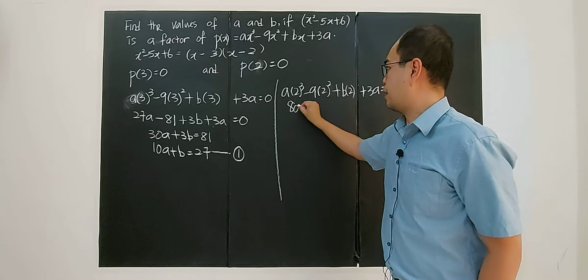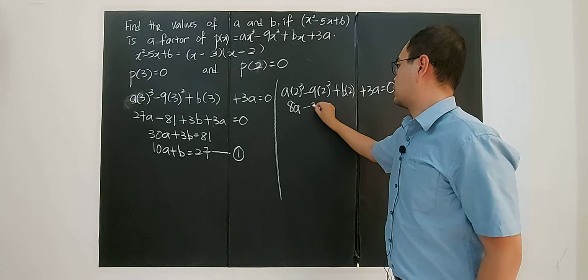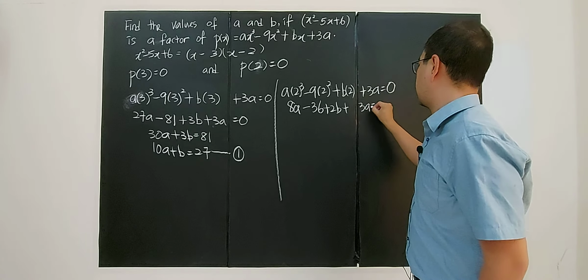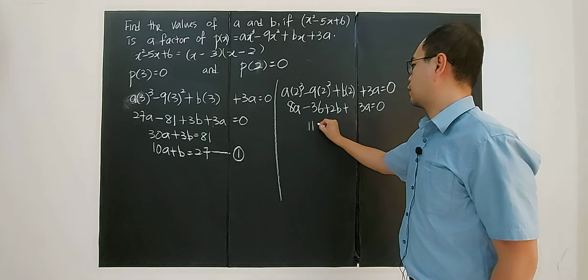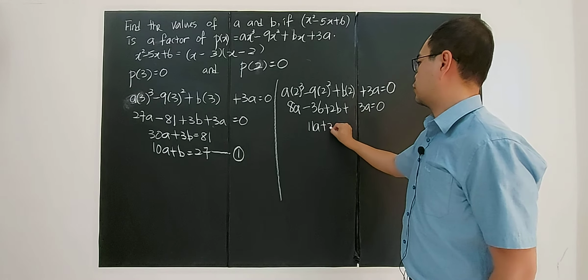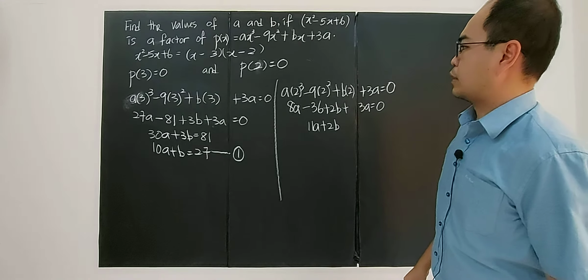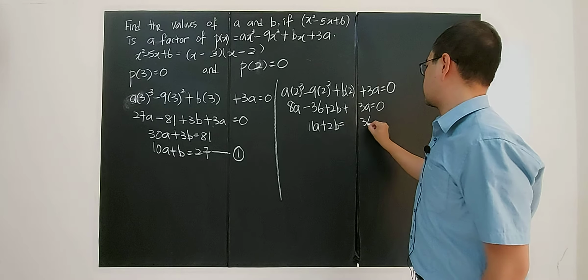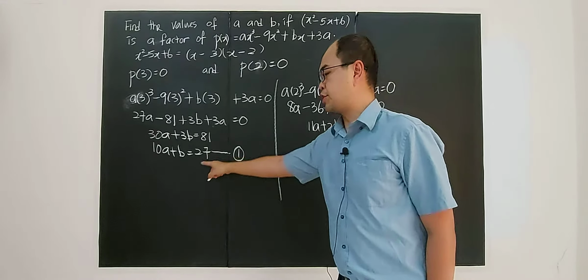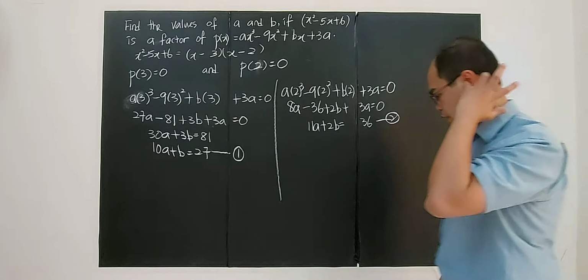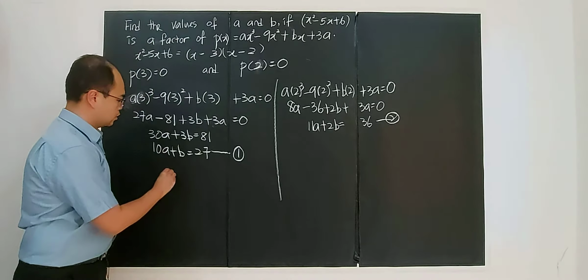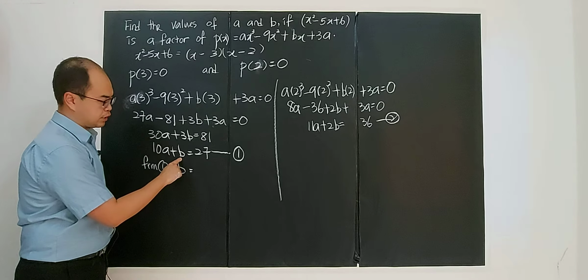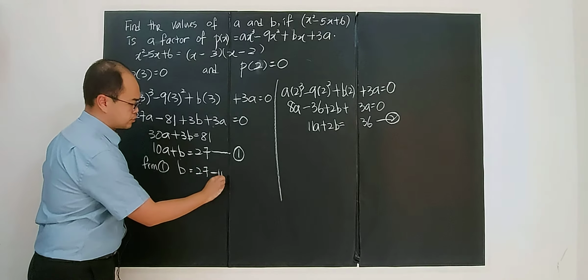So here you have 8a minus 36 plus 2b plus 3a equals 0. 8 plus 3, 11a plus 2b equals 36, equation number 2. Then you have your equations, right? So I can use the technique of substitution to solve this simultaneous equation, where from equation 1 I can make b the subject: b equals 27 minus 10a, right?